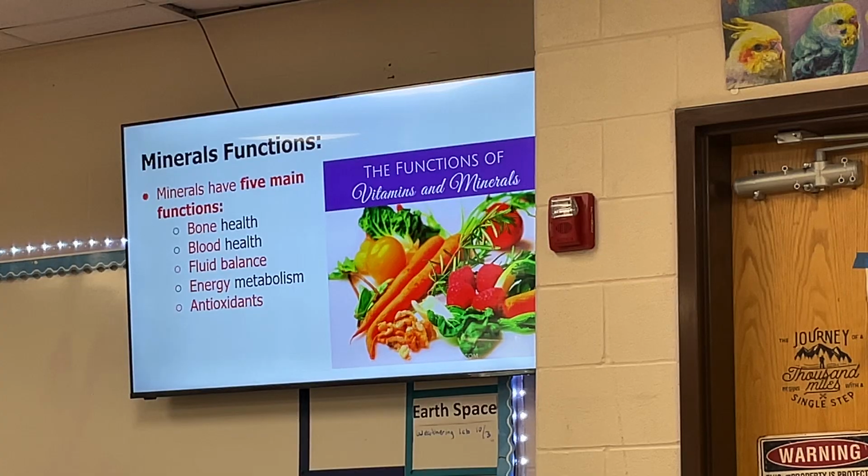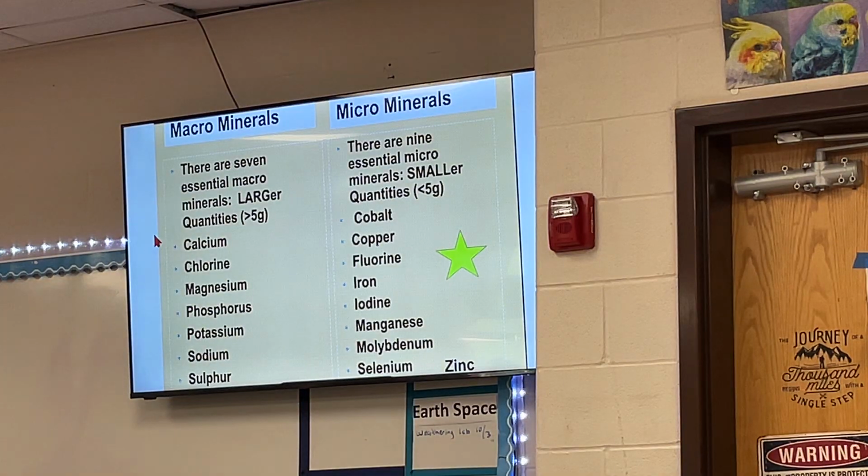So that is a macro mineral. Was it a macro mineral? Or was it a micro? Iron was micro. Yeah, micro. I had it backwards.